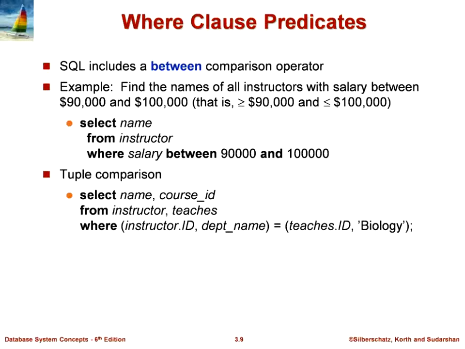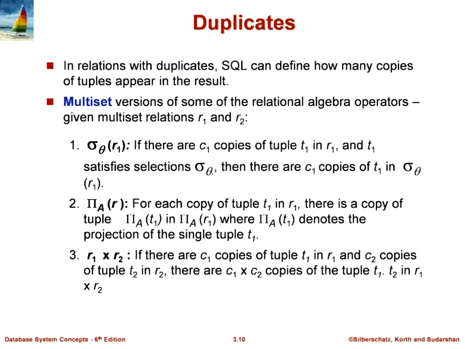Or you can make comparisons of tuples as well, like select name and course ID from instructor and teaches, both tables, where instructor ID comma department name, that is the instructor ID and the department name of the instructor, equals teaches ID and biology. So the instructor is from the biology department and the instructor ID matches the teaches ID, so you can select in this way as well.